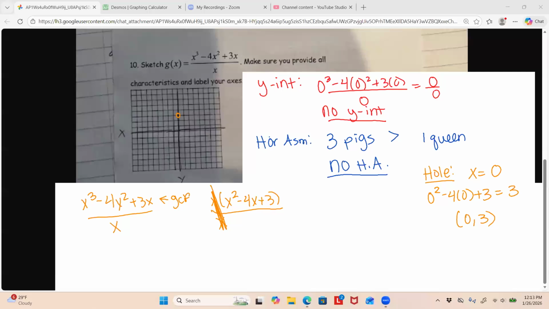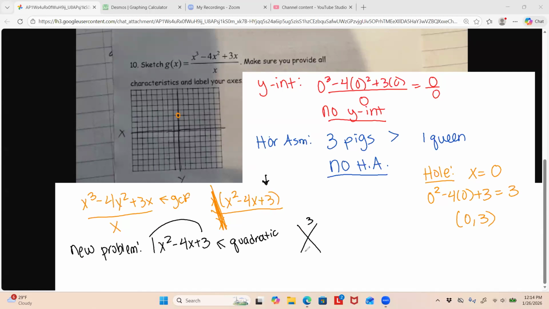Okay, and now the rest of the time we are using this function. So our new problem, after the factoring and the canceling, is x squared minus 4x plus 3. And that is just a quadratic. So we're just going to have a parabola. Let's see if this thing factors. I use the magic X, you use whatever you want. So we have 3 and negative 4. Multiply there, add there. What if you owe me 3, owe me 1? Yeah. So this would be x minus 3, x minus 1.